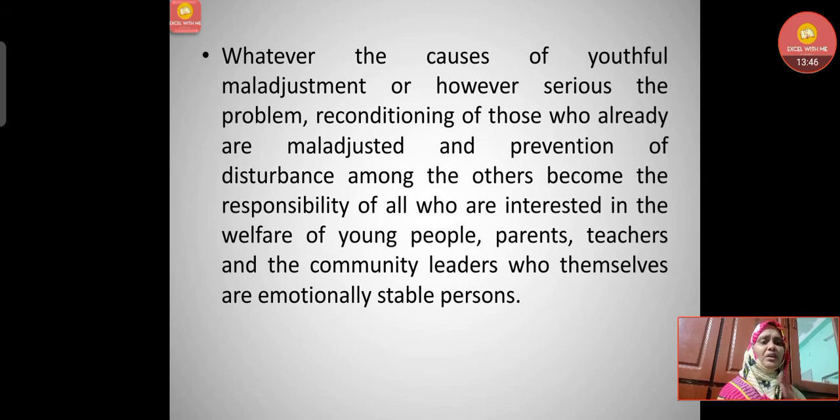Obviously, whatever the cause may be, those who are already suffering with maladjustment problems, we have to take care of those things. All the people having the responsibility, the parents, the teachers, the community, everybody is responsible to make them emotionally stable persons. Causes we understand. These things may happen, that we can take care of with training, but those who are already maladjusted, those persons also have to be taken care of.